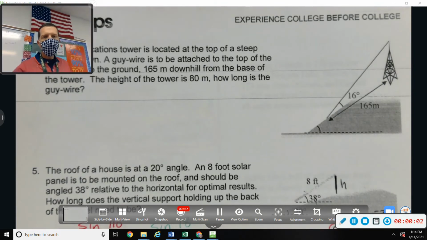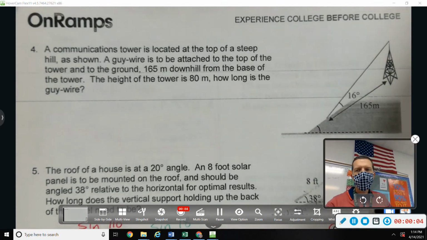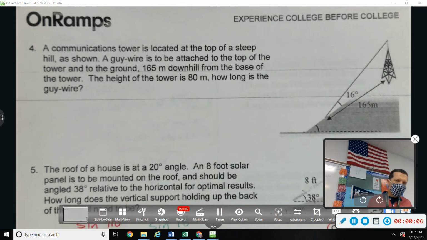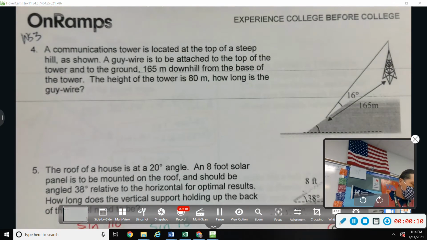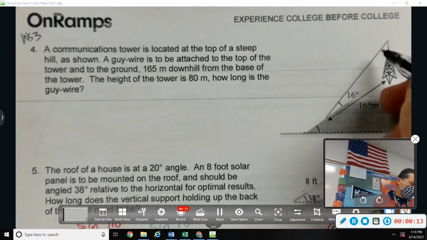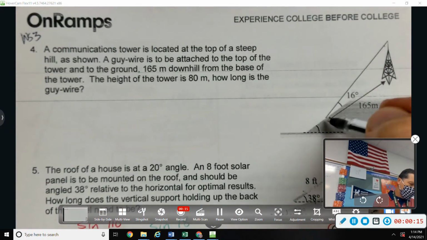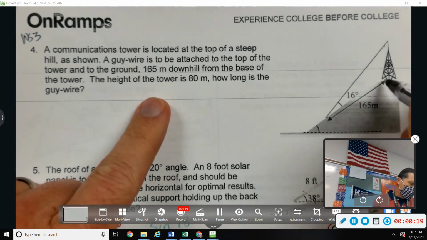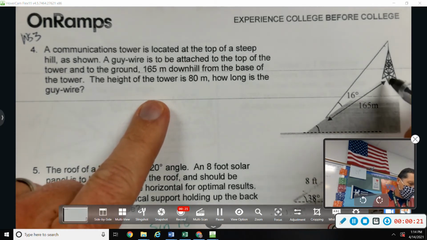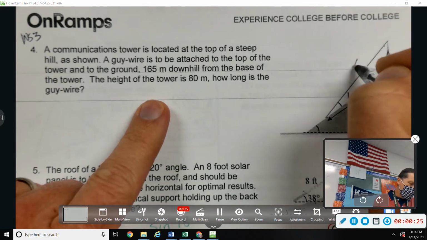Number 4 on worksheet 3. A communications tower is located at the top of a steep hill, as shown. A guy wire is to be attached to the top of the tower and to the ground, 165 meters downhill from the base of the tower. The height of the tower is 80. How long is the wire?